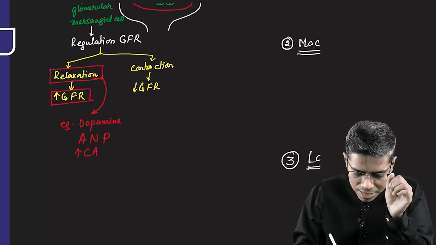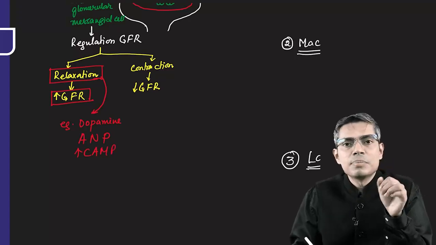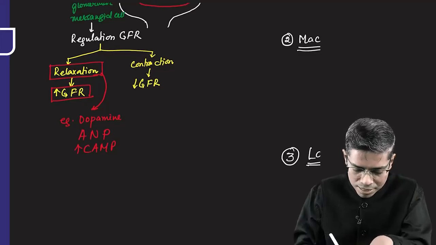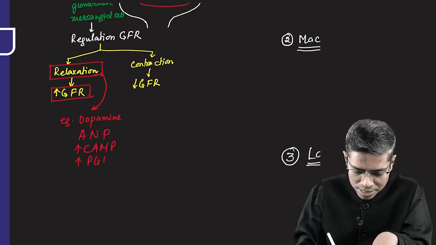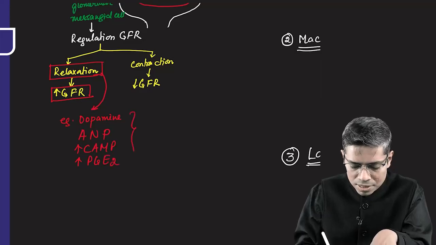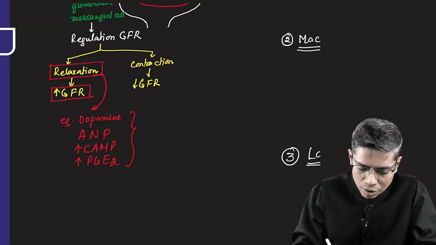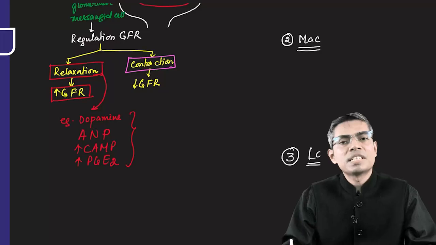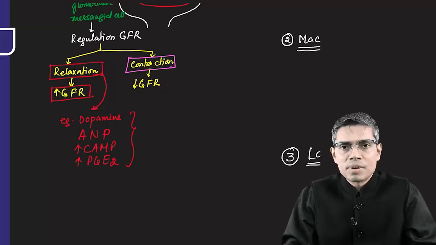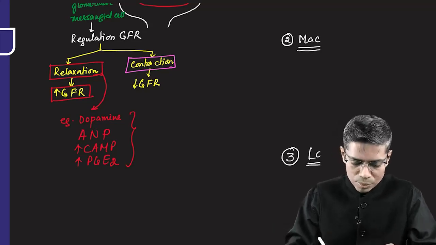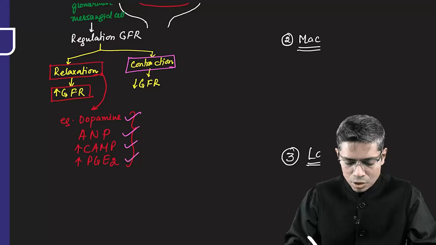Increase in cAMP, cyclic AMP, inside these cells will also cause relaxation. And not only that, increase in PGE2, prostaglandin E2, also causes relaxation of this cell. There are various other mediators which also cause contraction of these intraglomerular mesangial cells. You may not remember those factors because their list is very long. But only 4 factors you have to remember which cause relaxation of these intraglomerular mesangial cells and increase GFR.